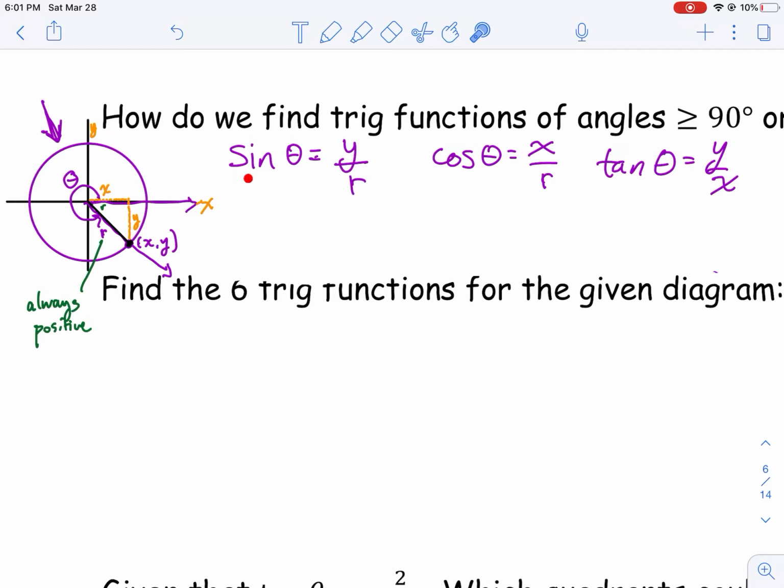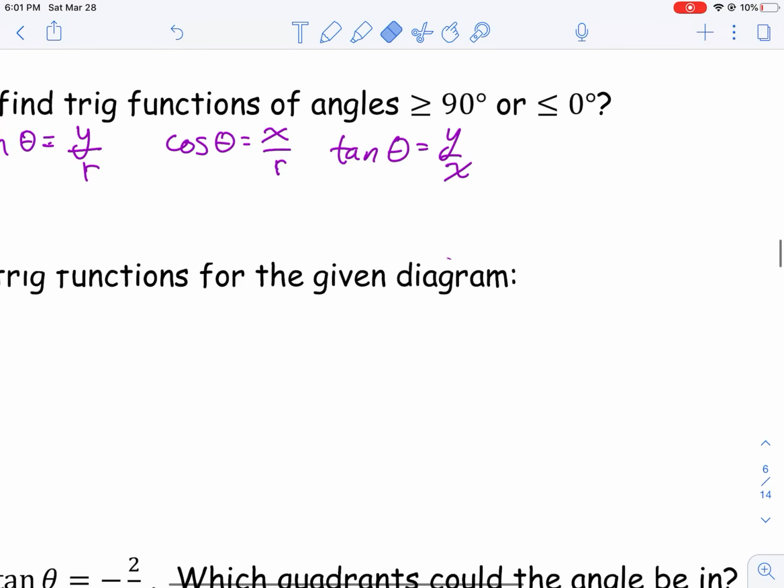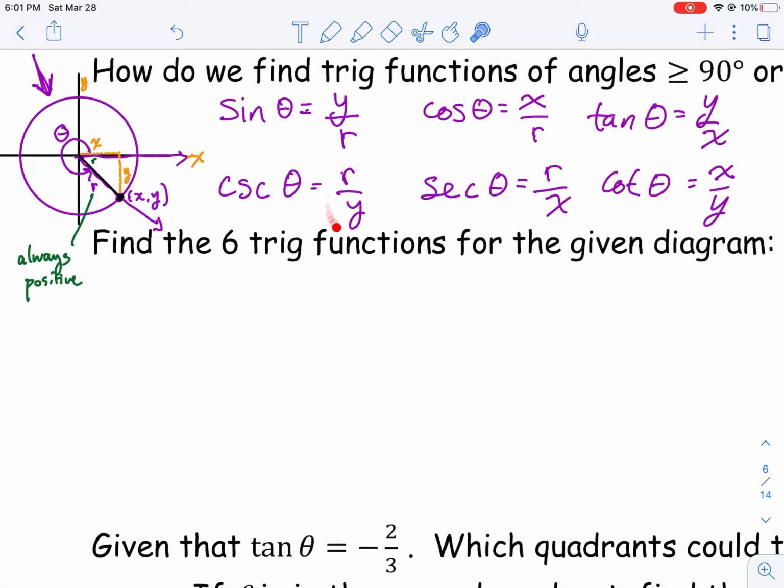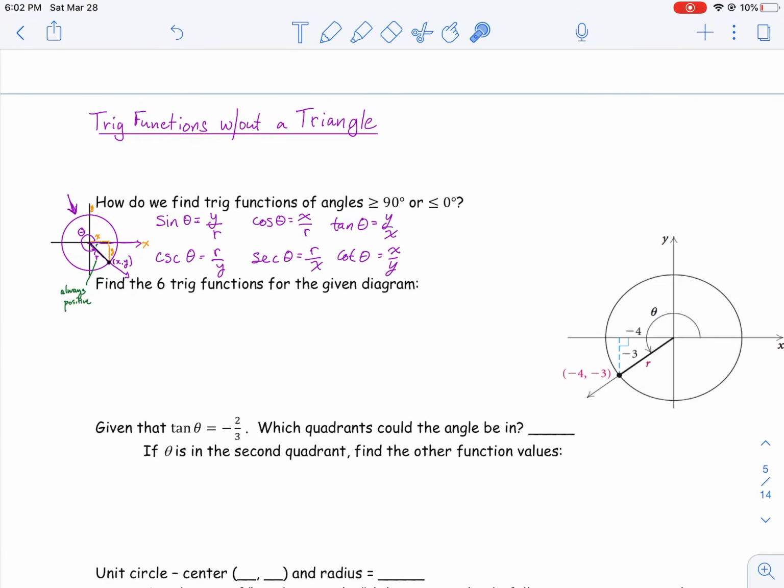So let me ask you another question. What's the reciprocal of sine? Hopefully you're remembering we need a co, and it's not cotangent because that goes with tangent, so it's cosecant of theta equals r over y. I asked that because what's the definition of cosecant? Well, if we take a look here, cosecant is going to be r over y. Secant is r over x, just the reciprocal. Cotangent is the reciprocal of tangent, x over y.